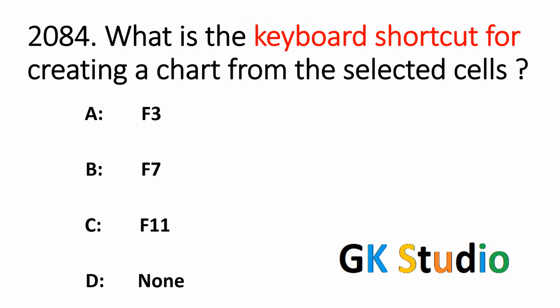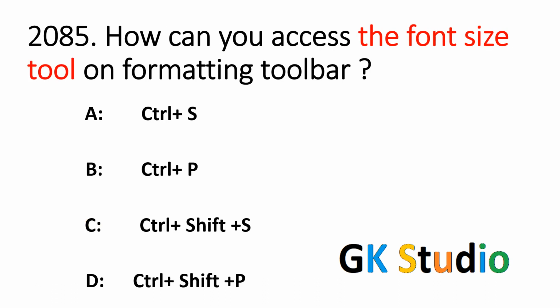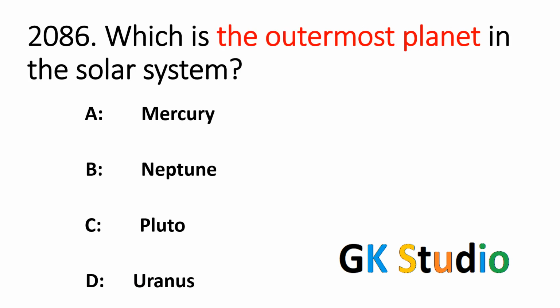What is the keyboard shortcut for creating a chart from the selected cell? F11. F11 is used on the keyboard as the shortcut for creating a chart. How can you access the font size tool on the formatting toolbar? Control plus Shift plus P. When you press Control plus Shift plus P, the font size tool is selected.